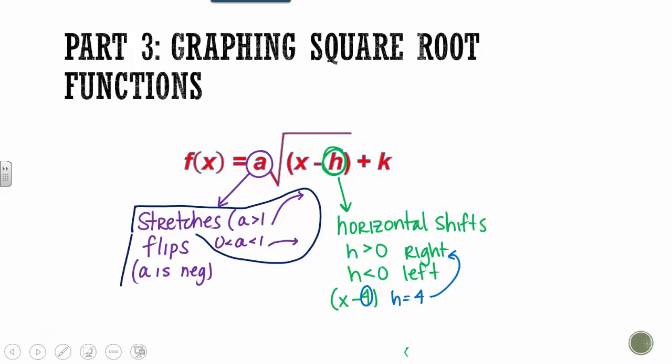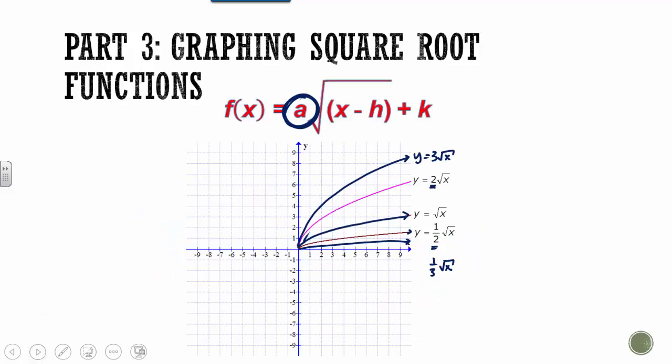But if you see something like x plus 4, technically what you have is x minus a negative 4. That's how we get the plus. So h would be negative 4, and you'd have to move to the left. So if you want to, you can think of the fact that it's always backwards.